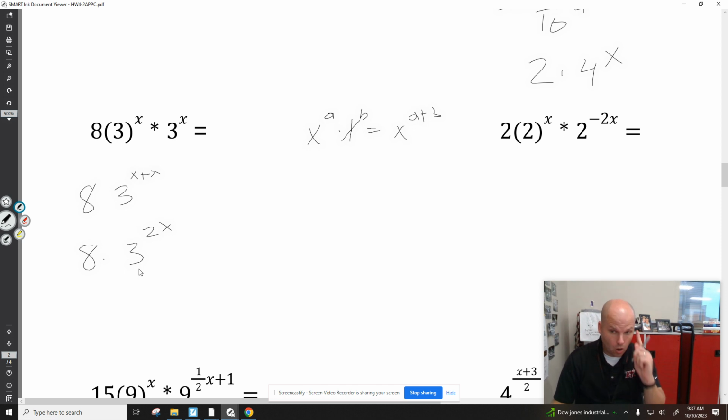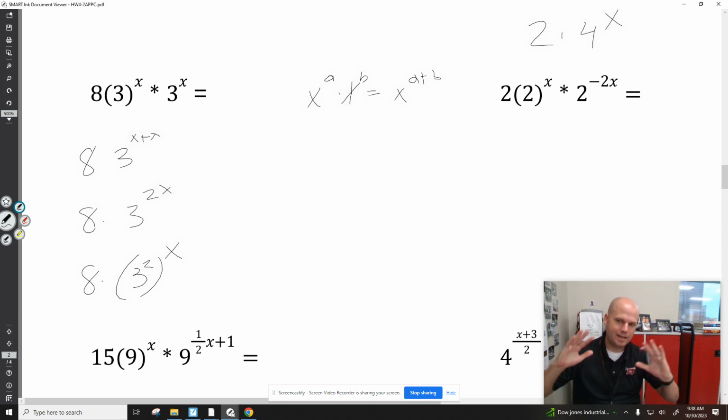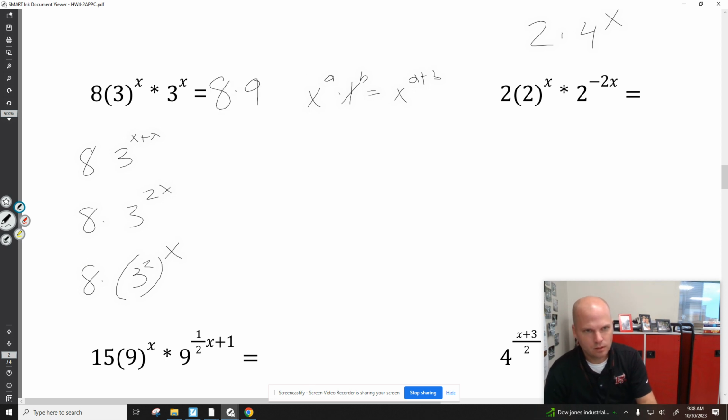Oh, 3 to the 2x can be written as 3 squared to the x. Now I just have x in one spot. 9 to the x times 8 is equivalent to 8 times 3 to the x times 3 to the x. Cool.